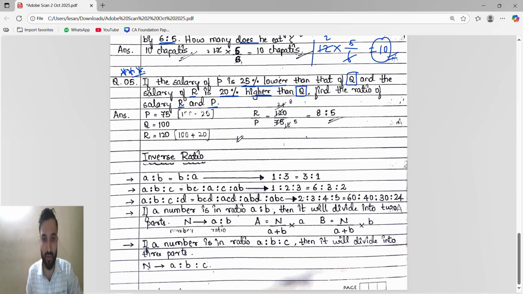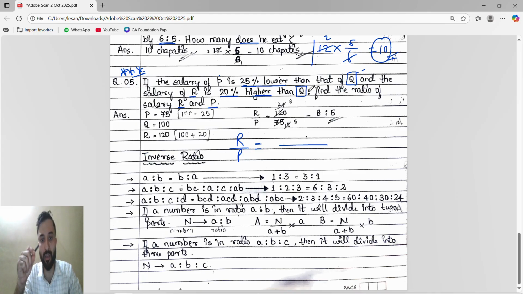So you have to find the ratio of the salary of R to P. Before that, first of all, we have to find what is the salary of R and what is the salary of P. They said the salary of P is 25% lower than that of Q and the salary of R is 20% higher than that of Q. So we are doing the comparison with respect to Q.